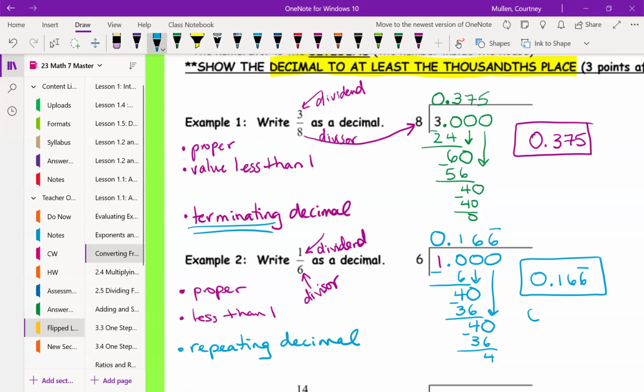You could also write this with the bar over both 6s, just as long as it's not over the 1, because the 1 is not repeating.